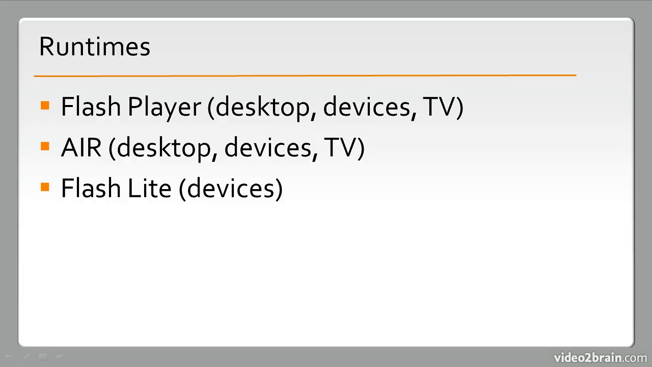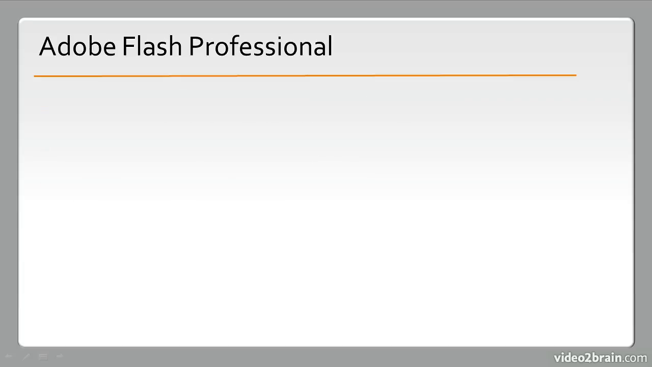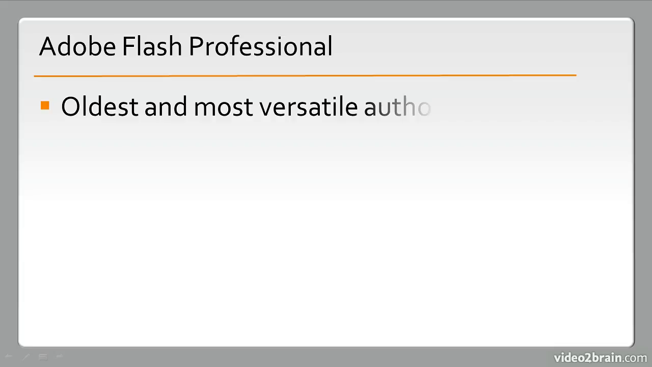And then we have Flash Lite. Flash Lite is used on some of the older feature phones, and it's a very different model from Flash Player or AIR. You probably won't see this all that much, especially if you're just getting into Flash technology. So we'll close out this lesson talking more specifically about Flash Professional itself. It's the oldest and most versatile authoring tool when creating Flash content. So it has a long, long history.